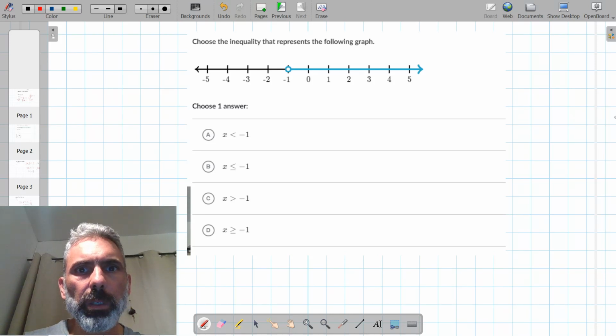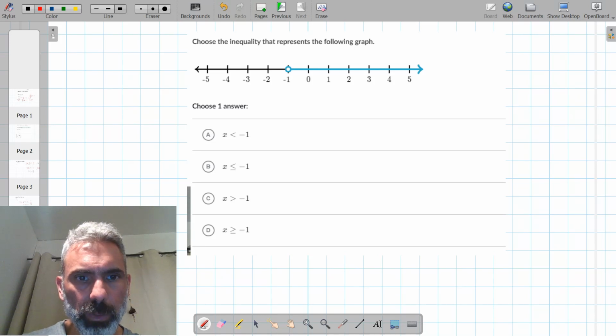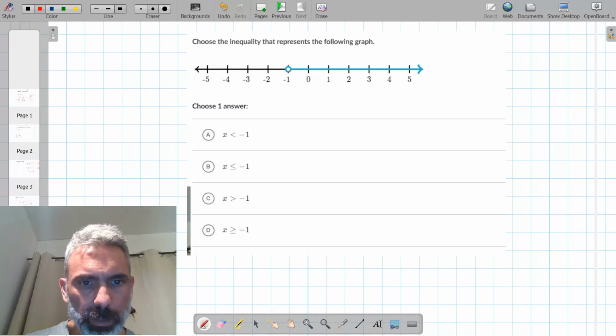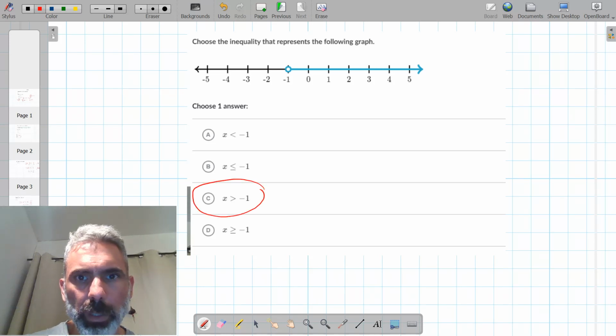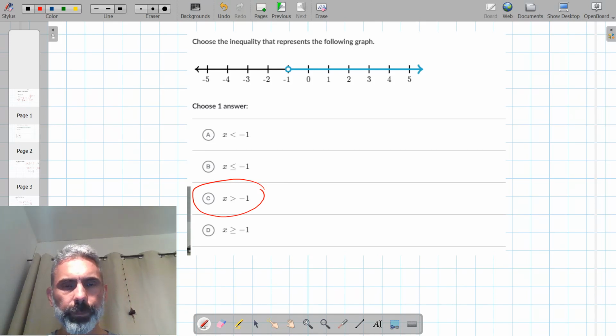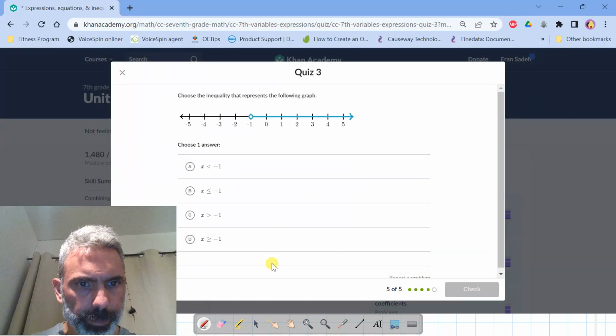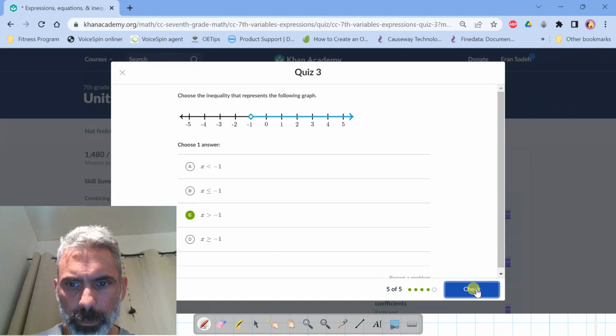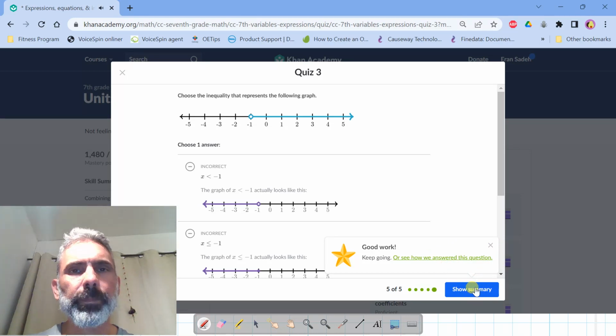Choose the inequality that represents the following graph. Okay, so the numbers in the solution set are greater than -1, not including -1. So x has to be greater than -1, not including -1 itself. Good.